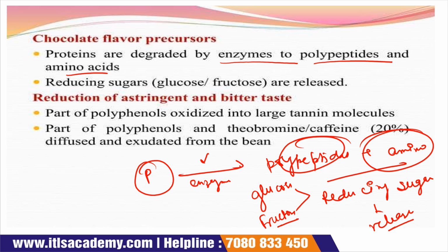Now, reduction of astringent and bitter taste. Part of the polyphenol is oxidized into large tannin molecules. Okay, the polyphenols are oxidized, and after oxidation they form large tannin molecules. Okay, part of the polyphenol and theobromine, your caffeine, around 20%, diffuses and is extruded from the beans. That's why there is a reduction of this bitter taste.